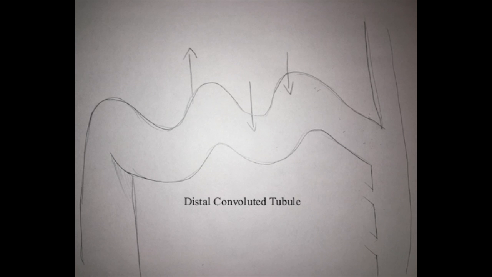The next part in the nephron is the distal convoluted tubule. Sodium and chloride are further absorbed. Almost all remaining bicarbonate is also reabsorbed. Hydrogen ions, potassium ions, and urea are secreted into the tubules.